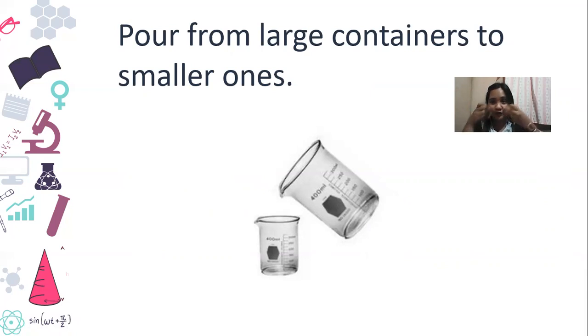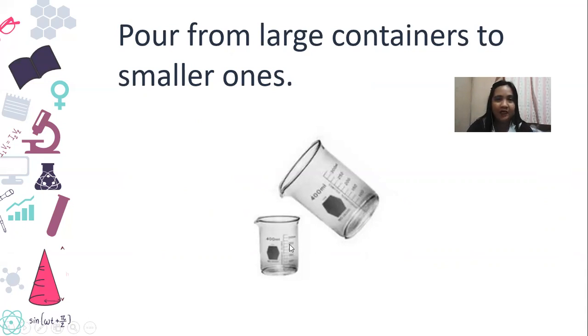Some of you have really small hands like I do. So if that small container can actually do the work of the large container, why not? For example, you're just using 100 ml, and this beaker has a 400 ml capacity, and let's say this beaker has an 800 ml capacity. You can just use the smaller beaker.